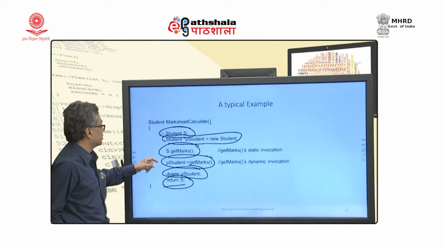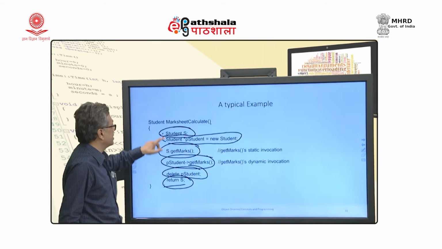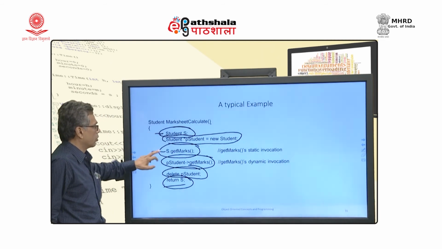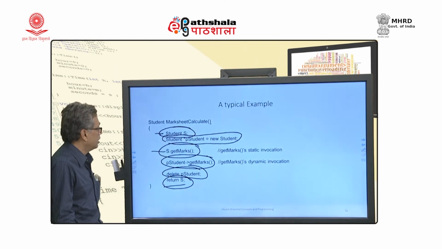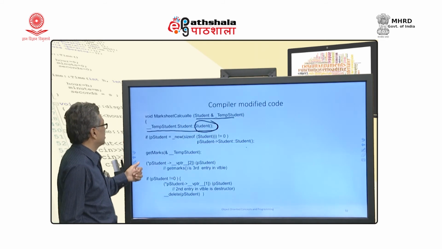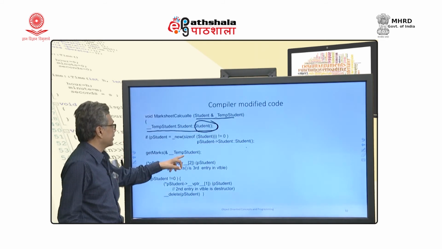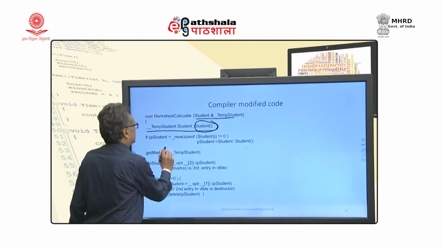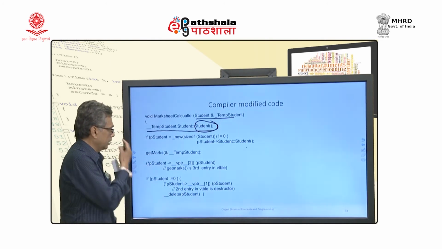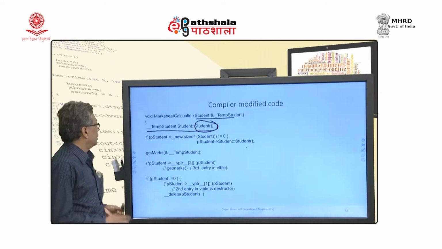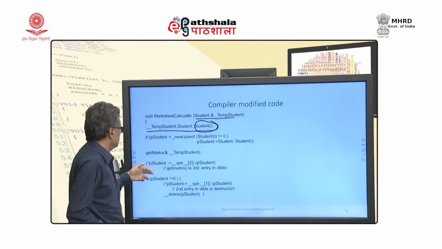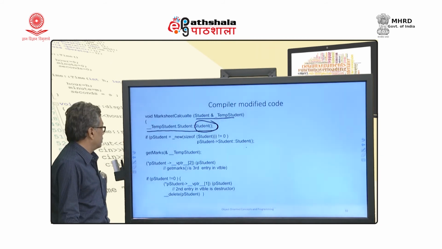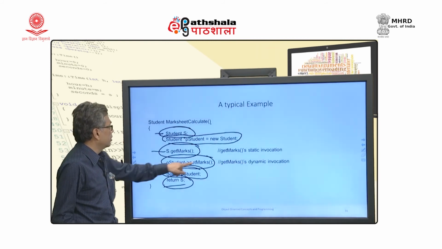The earlier case, s dot get marks. Now, s is a local object and this is the static invocation. Remember, static invocations are converted into C-like calls. So, get marks is called and this temp student is passed to it. Simple, there is a this pointer to it. Now, this one is the most important one for us. P student get marks.